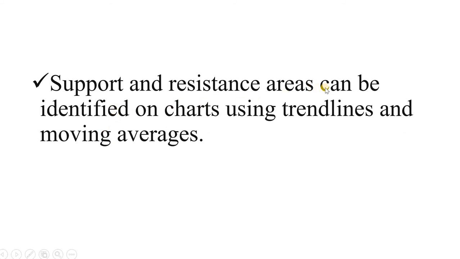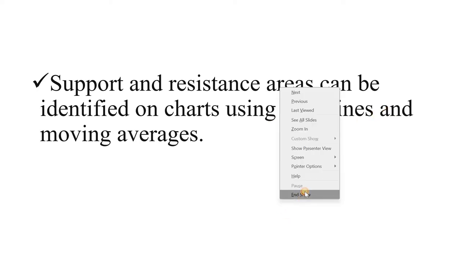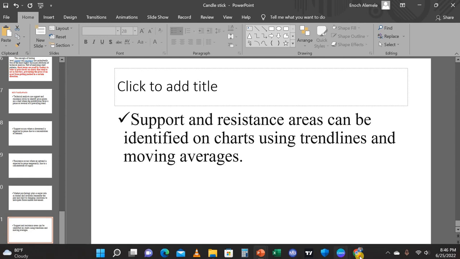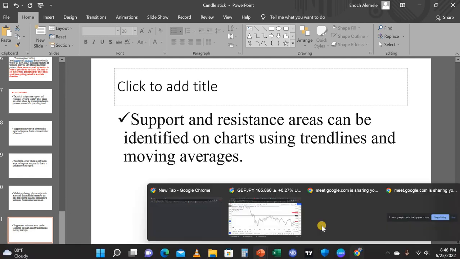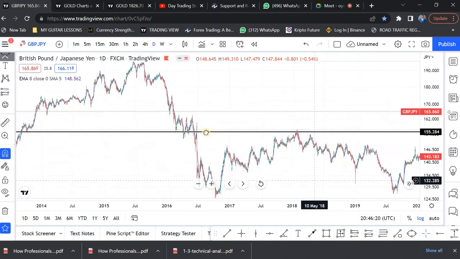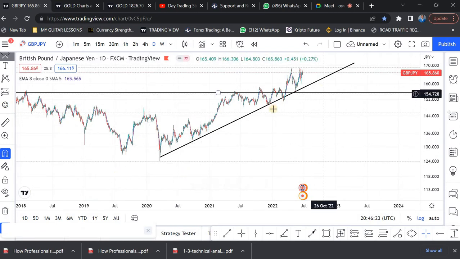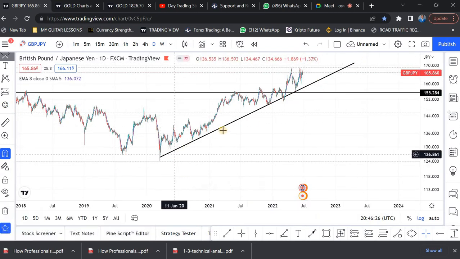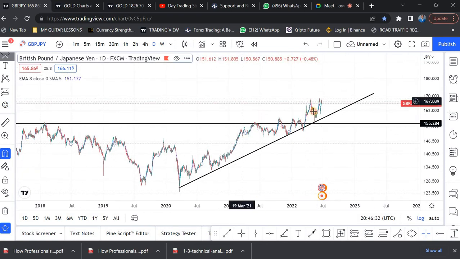And we can also say that support and resistance areas can be identified on charts using trend lines. I will not talk about moving averages because that will be a different thing. So that is what I showed you, using trend lines. A typical example is this. We said this is a trend line. This is an uptrend, so we draw a trend line to touch the base or the support. Whenever price reaches these areas, they reverse.